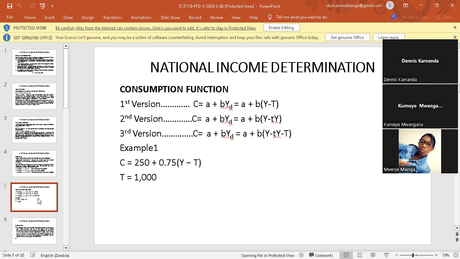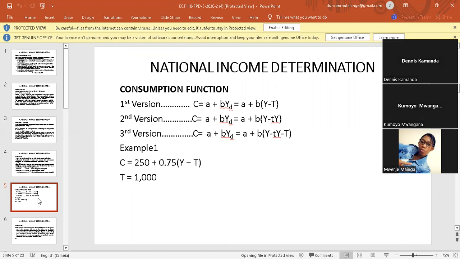Okay, is it okay if we do this example? I think it will help you understand more. You can see we have the first version, and now we have an example. It says consumption C is equal to 250 plus 0.75, and then open brackets, Y minus T. That Y minus T is representing disposable income, isn't it?